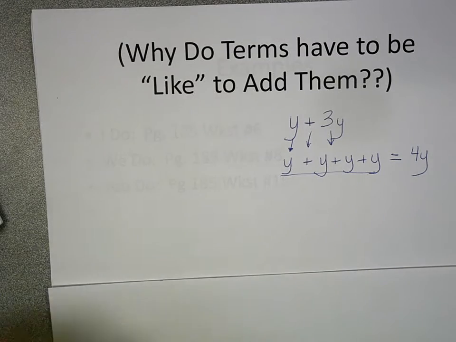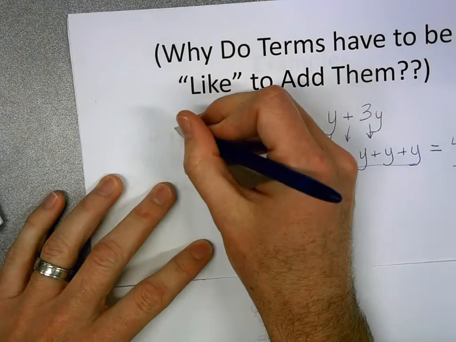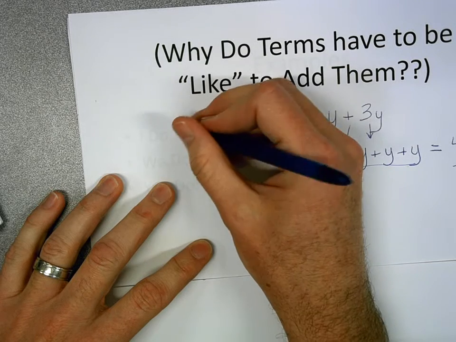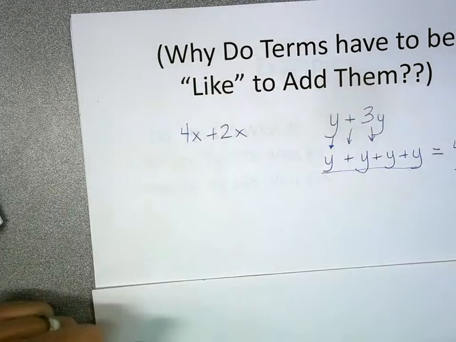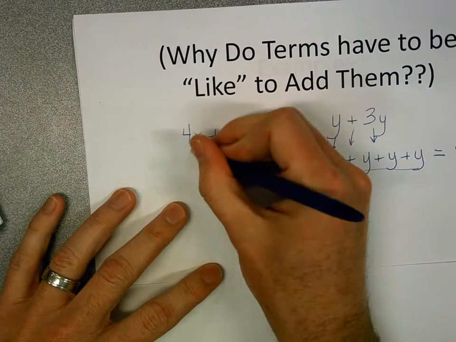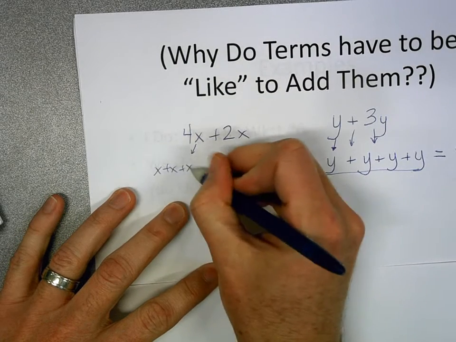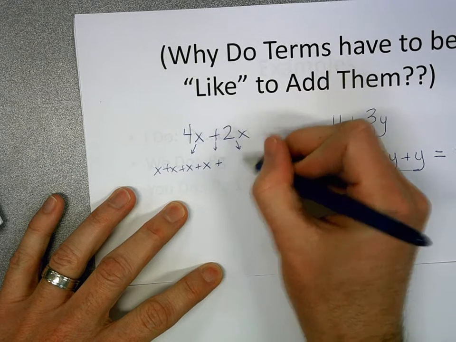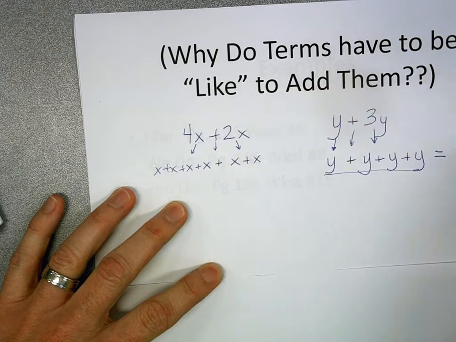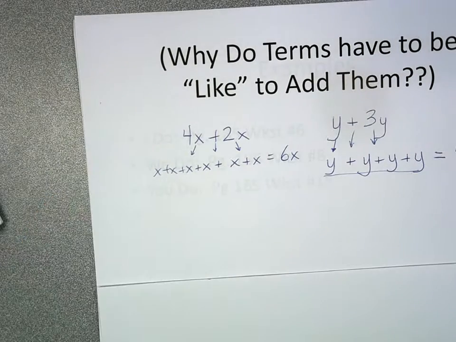How about this? 4x plus 2x. Well, let's talk about this. We have x plus x plus x plus x. Bring down this plus sign, right? And then 2x would just be x plus x. So what's that equal, guys? 6x. Now let me ask you guys.